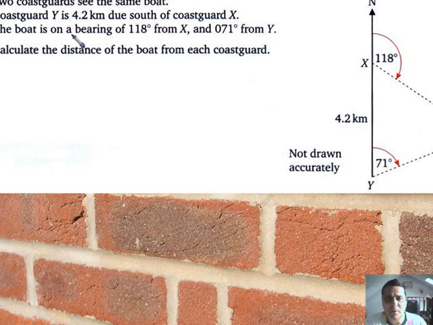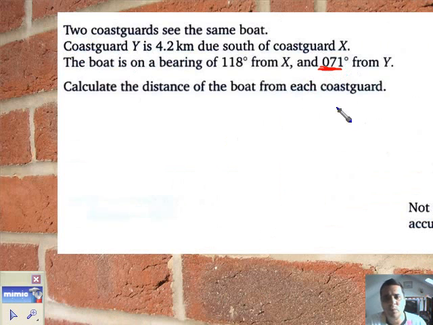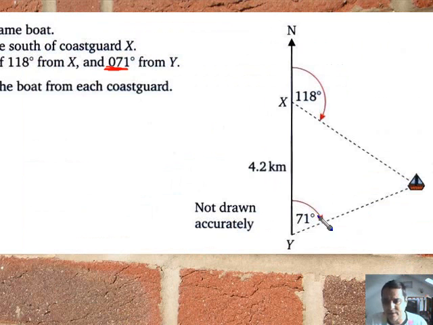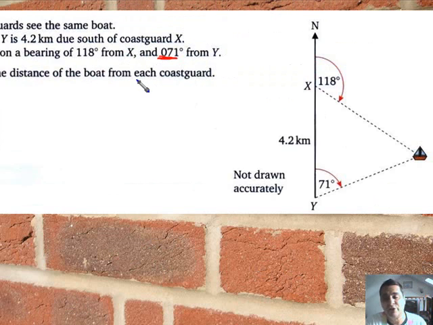We're also told the boat is on a bearing of 118 from X. Going clockwise, there's the boat. And 071 degrees from Y. Again, 3-figure bearings, so you're just shoving the naught there as a question of style. So 071 degrees is 71 degrees. There it is, going clockwise, going towards the boat. Calculate the distance of the boat from each Coast Guard.